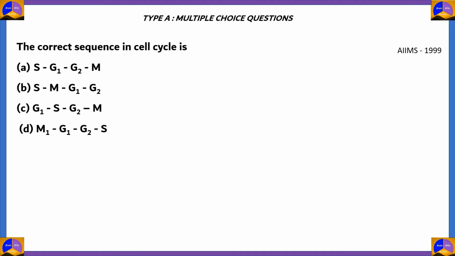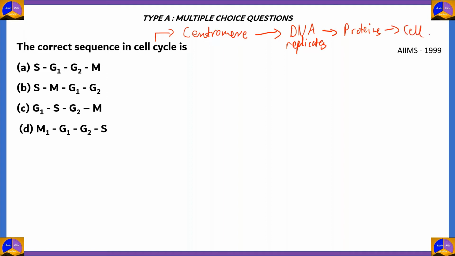Let's look at a sequence of the cell cycle. So there are 4 stages. In the first stage, the centromere is formed and the cell develops. And then the DNA replicates. And after that, the accessory proteins form for cell division and the cell develops further. And in the end, we have the actual cell division.